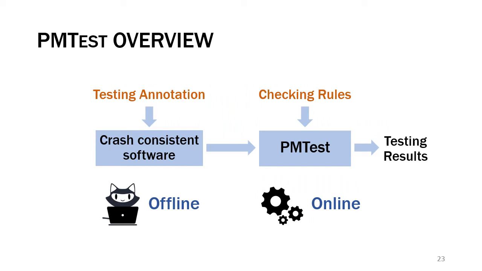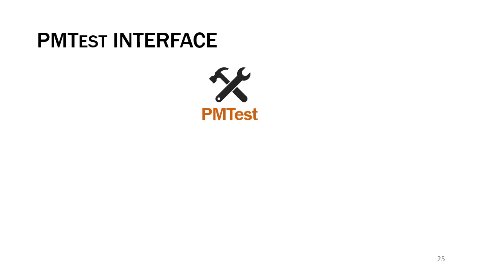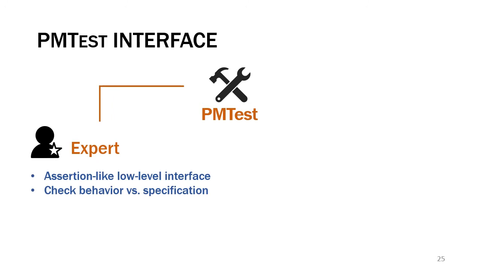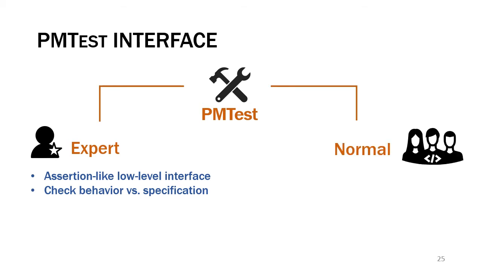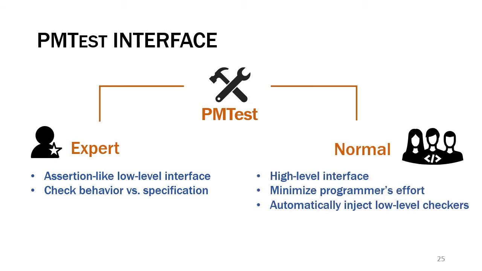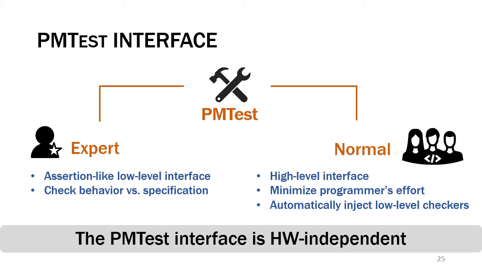At a high level, PMTest consists of two parts, the offline annotation part and the online testing part. And the software interface will be used during annotation. PMTest provides two types of interface. The first type targets expert programmers, providing a surgeon-like low-level interface to check the behavior against the specification. And we also target normal programmers by providing a high-level interface to minimize programmers' effort. Such interface can automatically inject low-level checkers. And again, the PMTest interface is hardware independent because we capture the fundamental guarantees of ordering and durability.